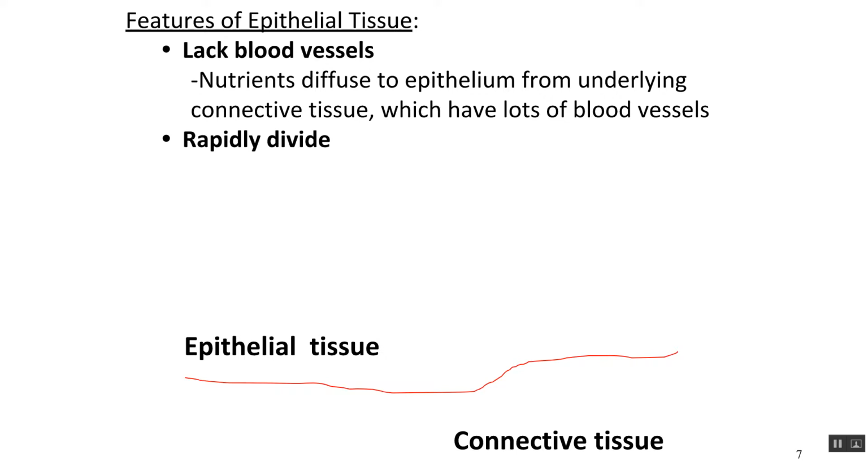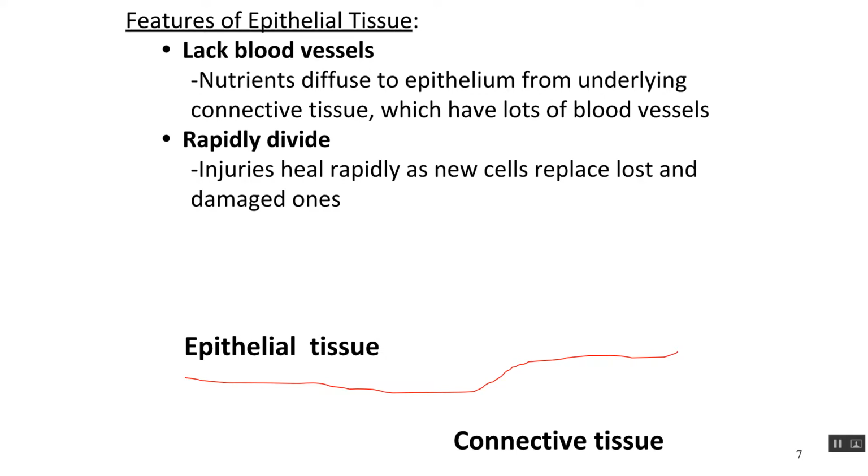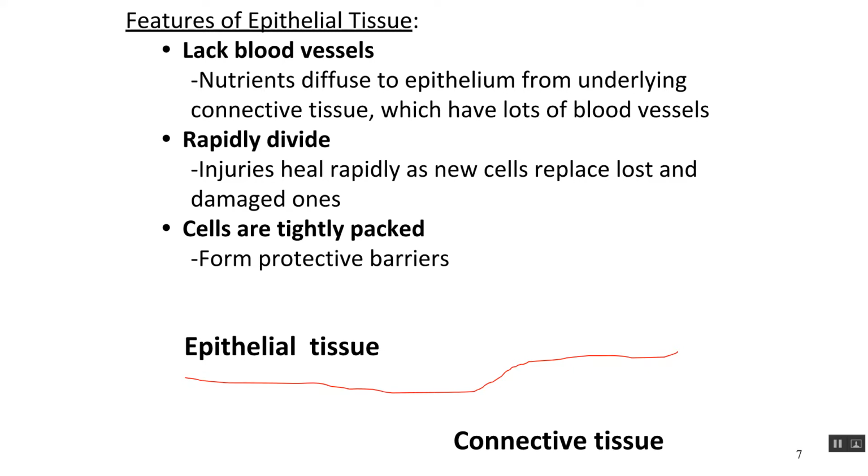Another feature is they rapidly divide. Okay, so that means injuries, wounds, anything like that, we need to heal them. So they heal rapidly because these cells divide rapidly. So as new cells replace lost and damaged ones, we can go through these pretty quick. And cells are tightly packed. They are tightly packed and pushed together to form protective barriers.